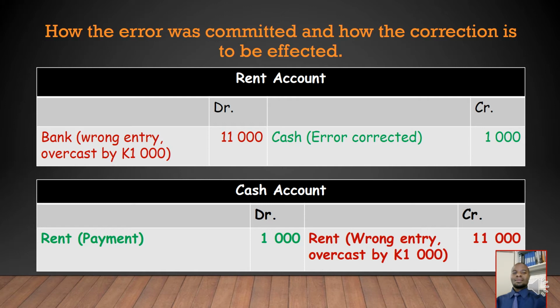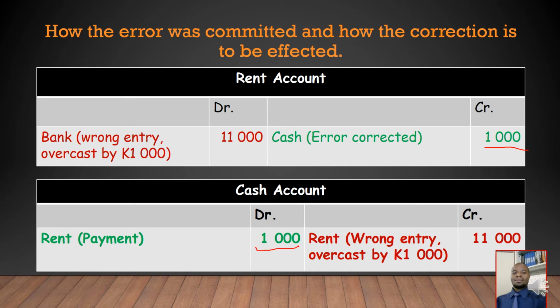What do we do in expense accounts if we are reducing the expense? We credit the expense account. Therefore, we credit the rent account with $1,000 so that if we balance this account, what we should be able to remain with is $10,000 on the debit side. In the same line, we debit the cash account with $1,000 so that if we balance the cash account, we should be able to remain with $10,000 on the credit side.